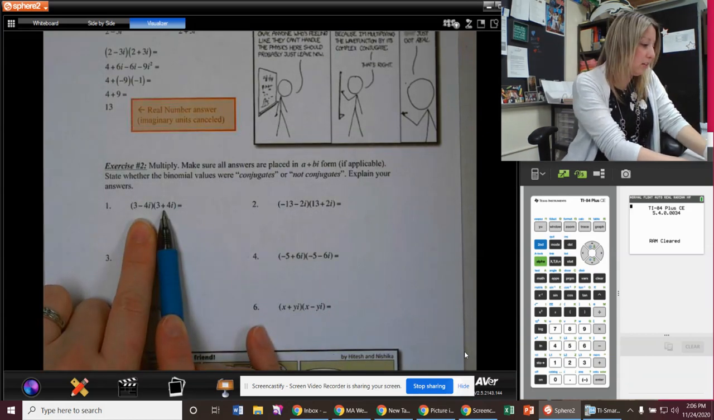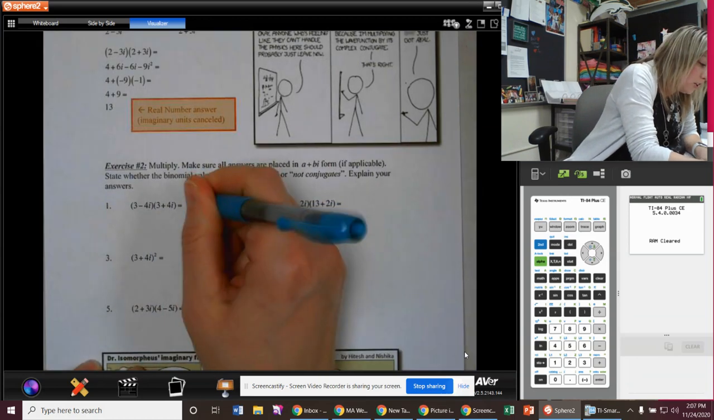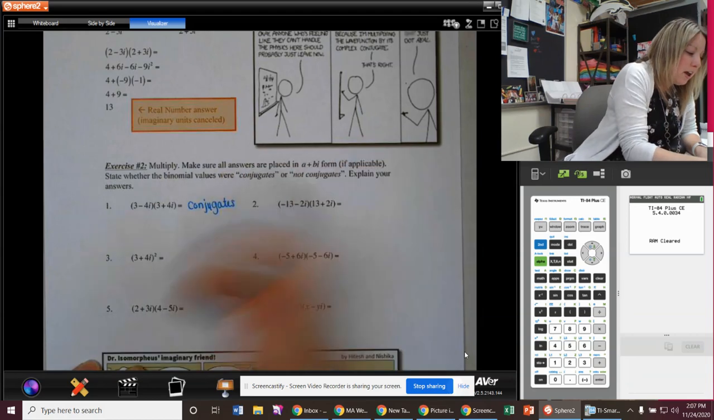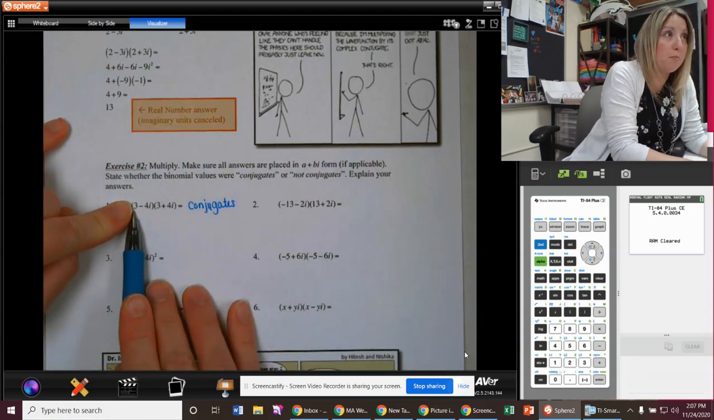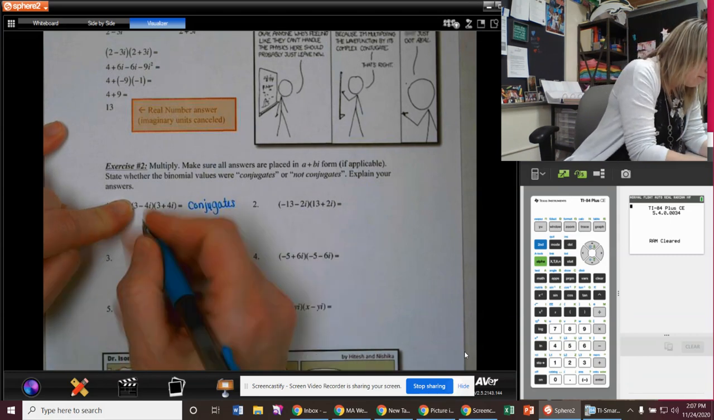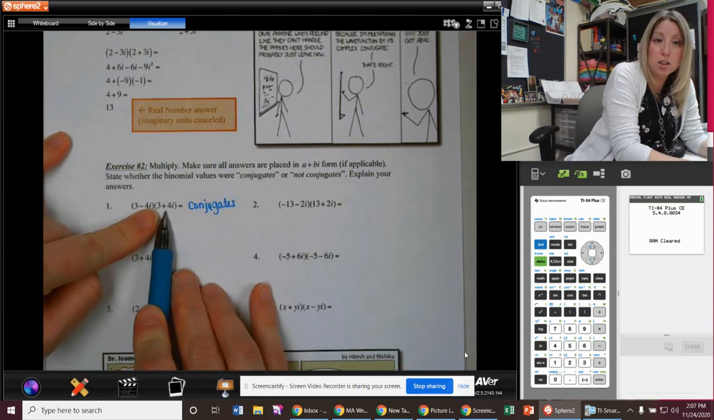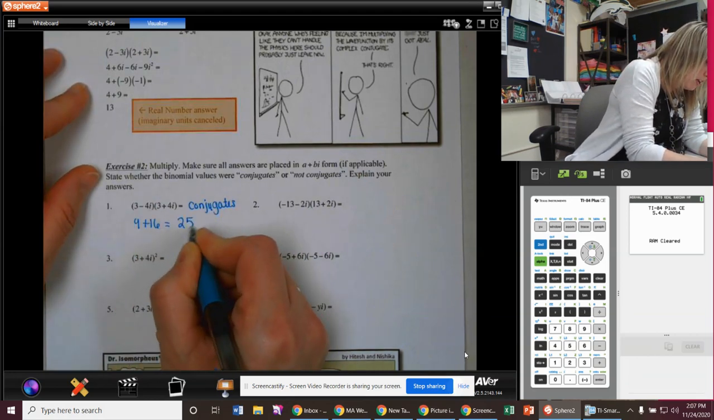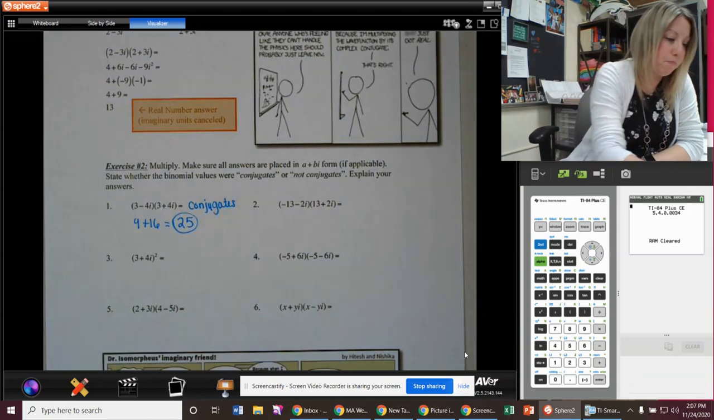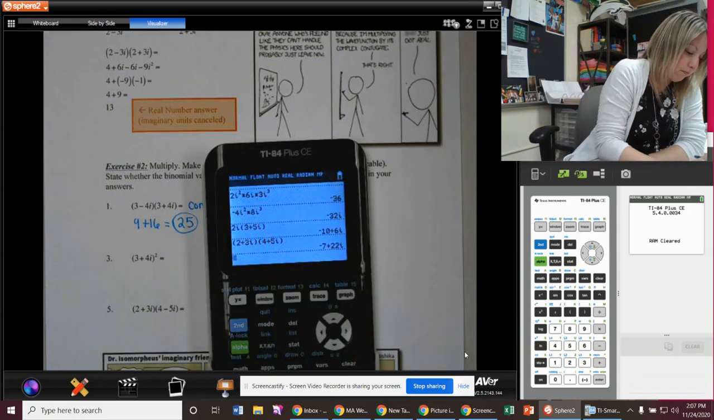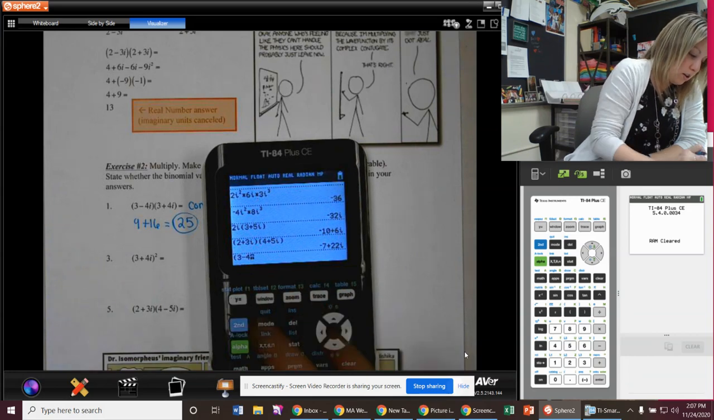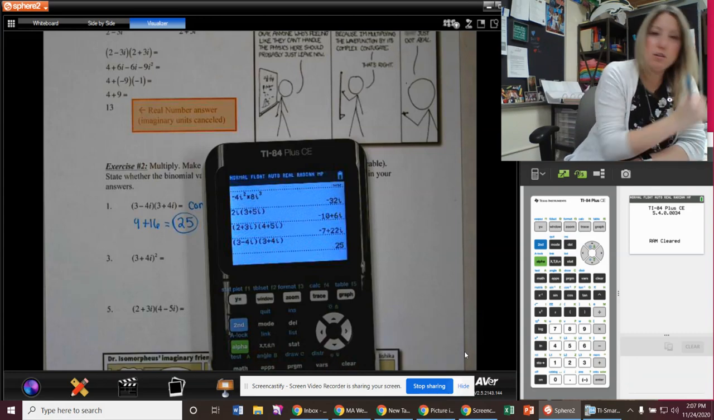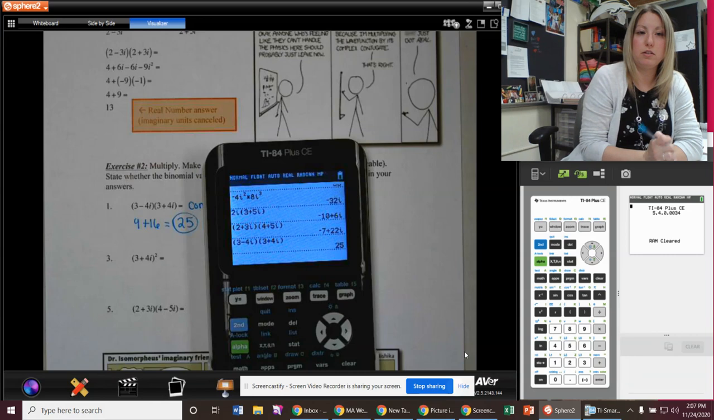Conjugates, how can I tell? Same pieces, different signs between. So this is conjugates. And all I need to do is square the front number. 3 squared is 9. Plus square the back number, right? 4 squared is 16. And 9 plus 16 is 25. That's going to be my answer with this. Let me prove it. The i's will have canceled out. 3 minus 4i times 3 plus 4i gives me 25. Those middle terms have canceled each other out.